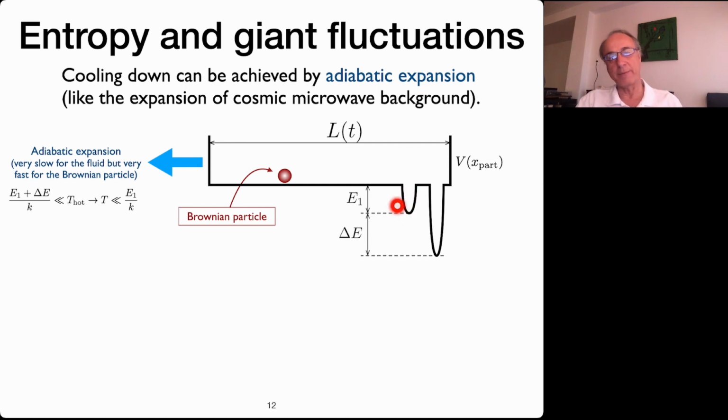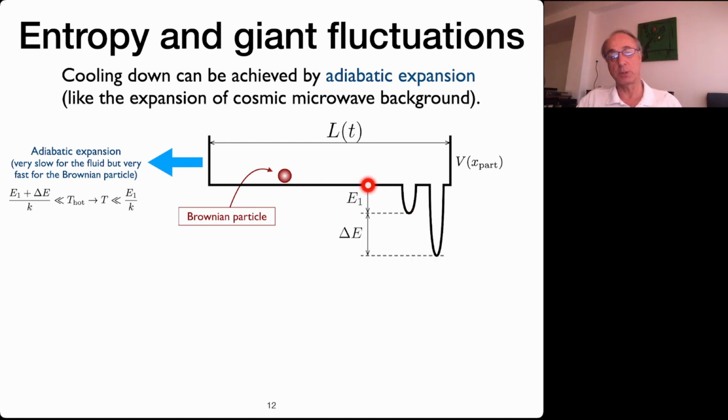Here I have just two wells. One is deeper than the other: the depth of the first one is E1, and the depth of the second one is E1 plus delta E. I will assume that I start with a very hot temperature, so kT at the beginning of the process is much bigger than the well depth. So the particle doesn't see any wells. And after the expansion, the temperature is much lower than the well depth. So we go from a situation where the particle is in a box without wells to a situation where the particle gets trapped in a well.